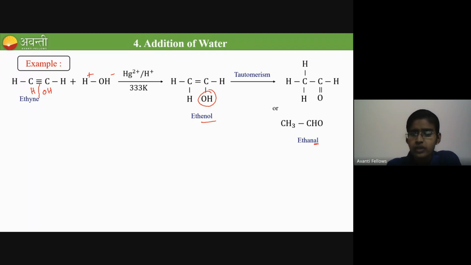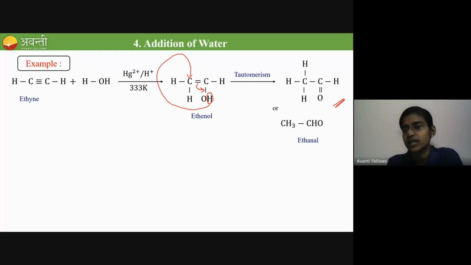So how are we getting this? You have to shift this hydrogen, which is attached to oxygen, to this carbon, and you have to shift the bond here. You will get this aldehyde. I'll show you. Take this hydrogen which is with this oxygen and put it on the alkene carbon and shift the double bond here. You will end up with this product, CH3CHO, ethanal.